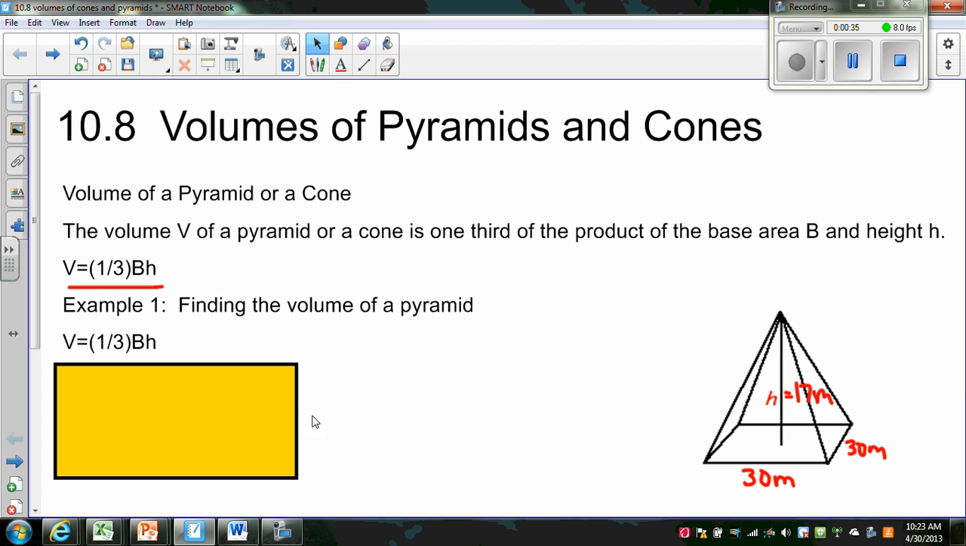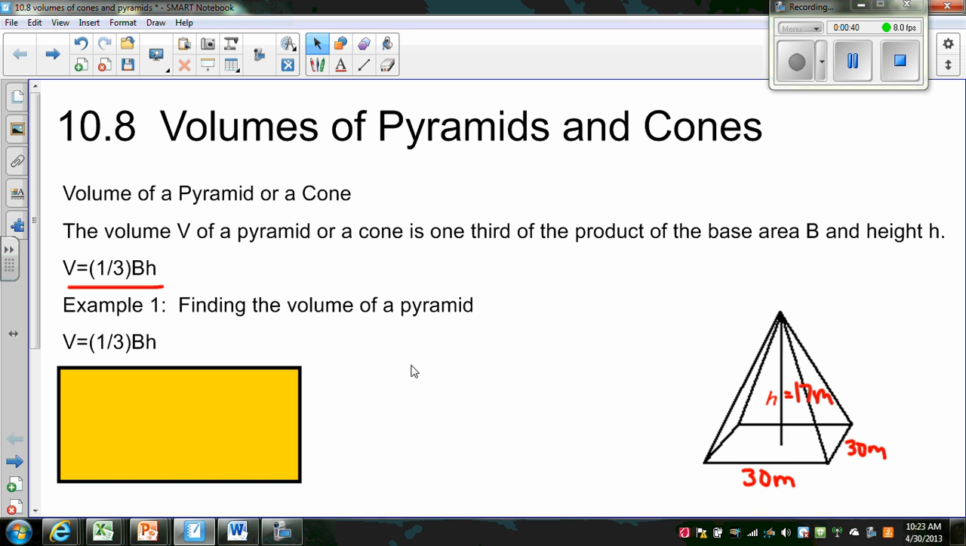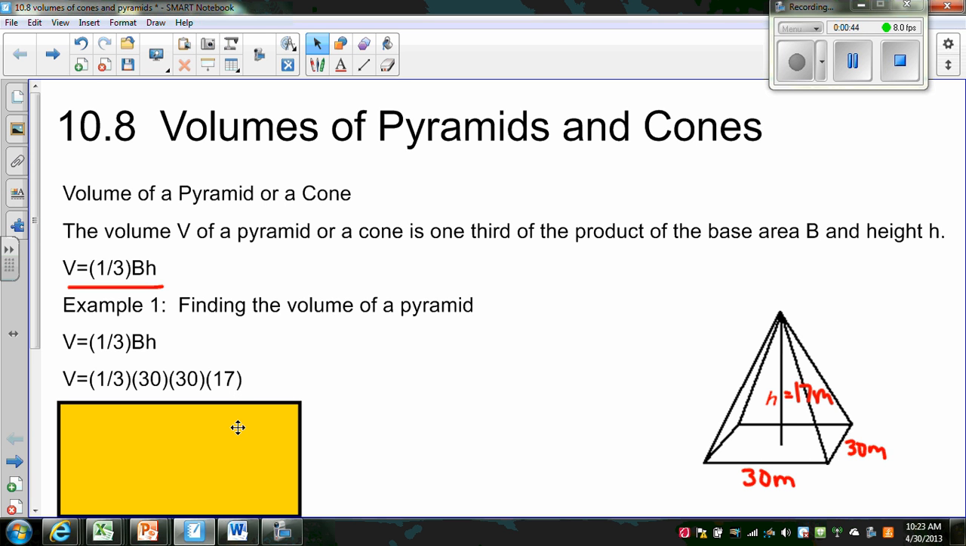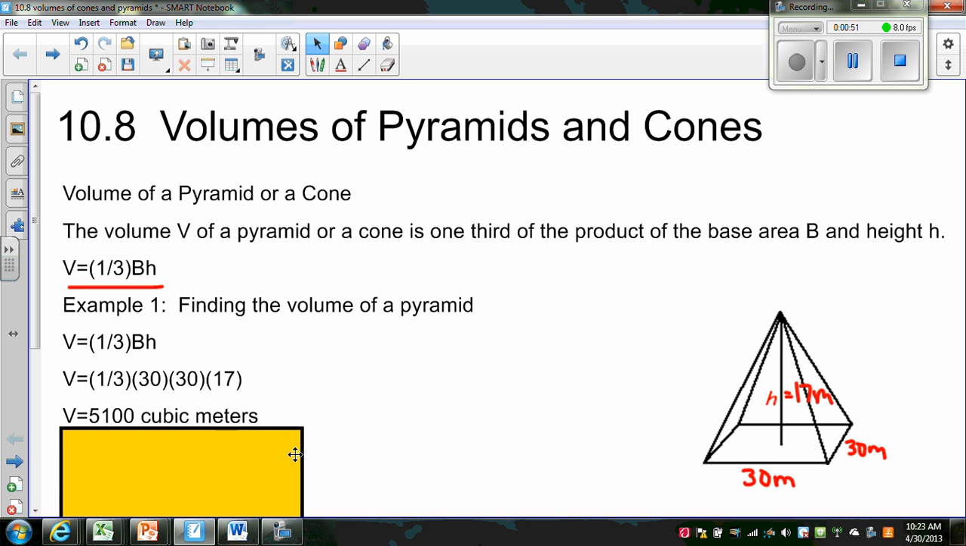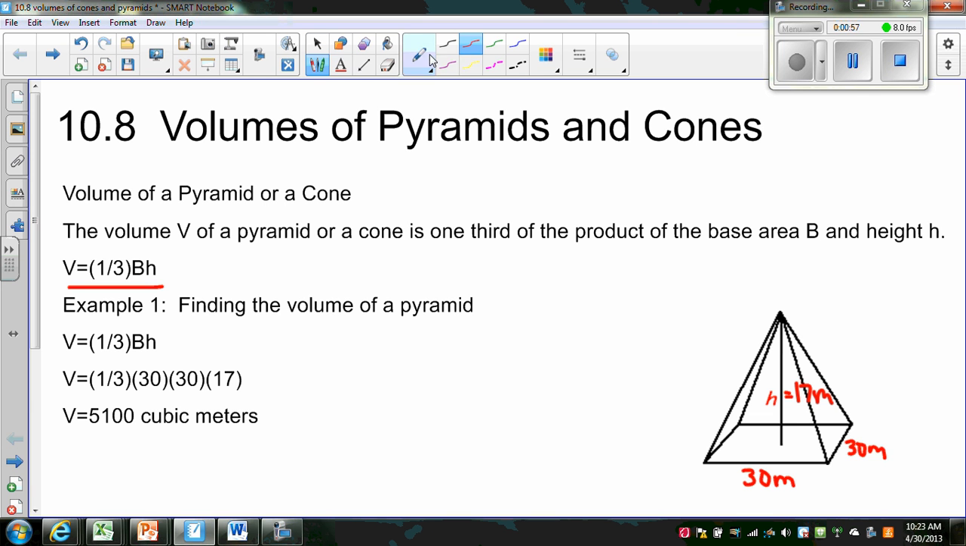So when using this equation, if we're using this example on the right, first we find our base, which since it's a square, it's 30 times 30, and the height is 17 meters. So 1/3 times 30 times 30 times 17, which gives us 5,100 cubic meters. You can either write it as cubic meters written out, or you could say meters cubed. Either is correct, they mean the same thing.